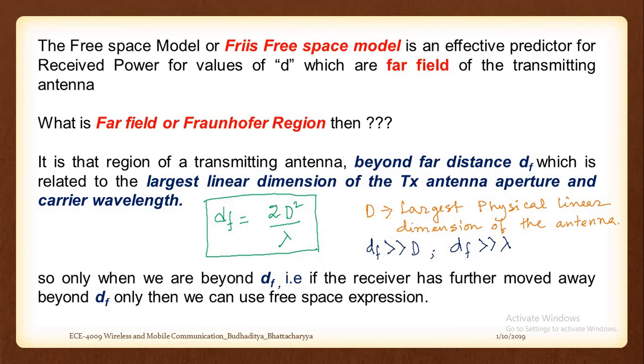So this df, you can see in that last line, only when we are beyond df, if the receiver has moved further away, then only the free space expression can be used. So this is very, very important. We have to find out what is the far field region, or the Fraunhofer distance, as we sometimes call it, and we will try to find out the distance after which it can be used.